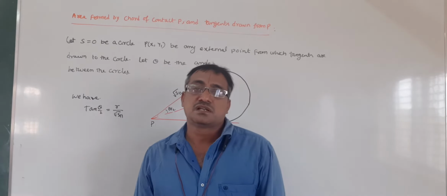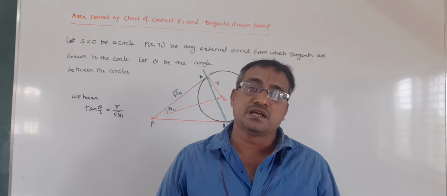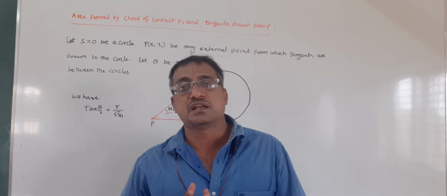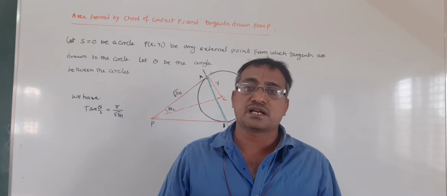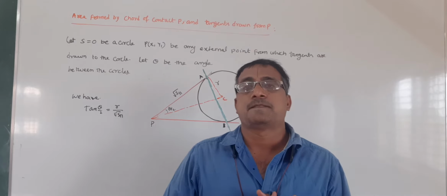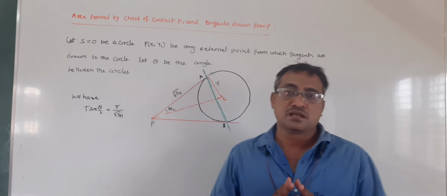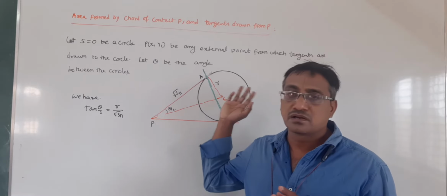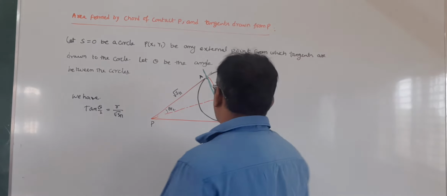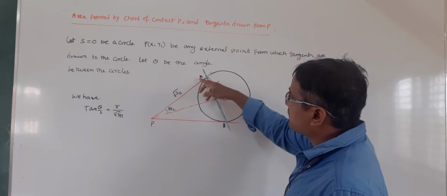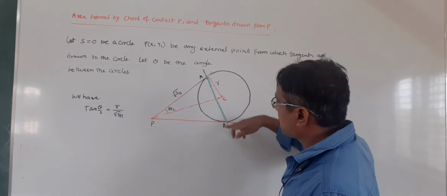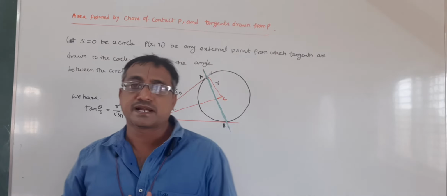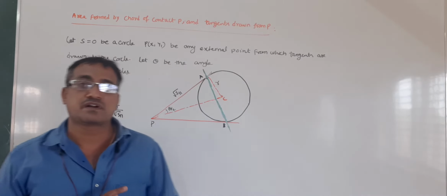Next concept is the area of the triangle formed by the pair of tangents drawn from an external point to the circle and the chord of contact drawn from the point. Now let S = 0 be a circle and P be an external point from which the pair of tangents are drawn to the circle. The pair of tangents drawn from the external point meets the circle at A and B. Now that AB is called the chord of contact. The line joining AB is called the chord of contact.